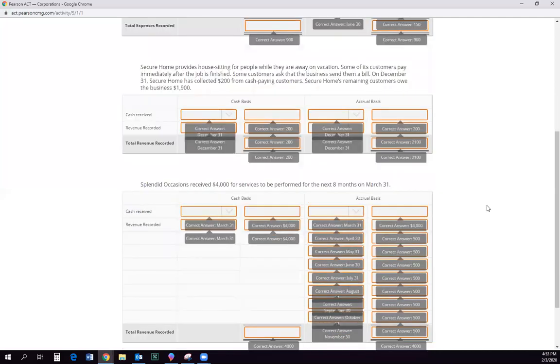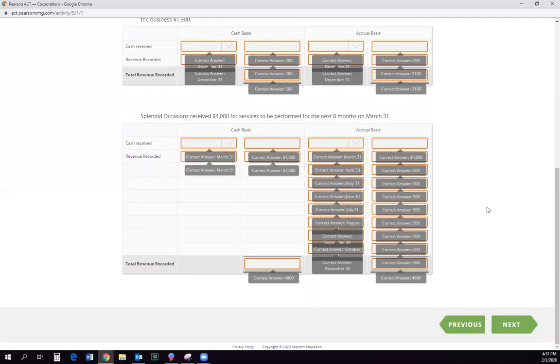And then the third one, Splendid Occasions receives $4,000 for services to be performed for the next 8 months. Under a cash basis, we would put the date March 31st, record the cash of $4,000, and then the same date and the revenue of $4,000, because whenever we're using the cash basis, we record the revenue when we get the cash. Under the accrual basis, we'll show that we received the whole cash, $4,000, on March 31st.